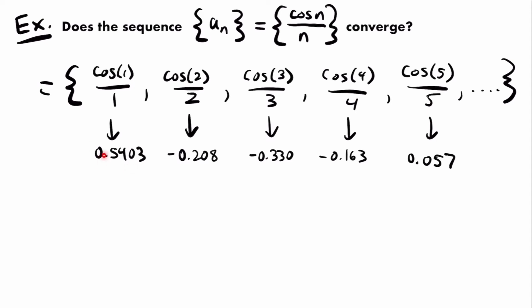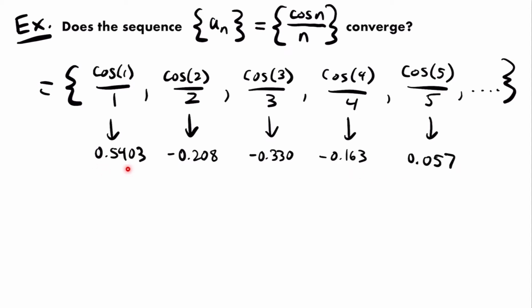Well, our first term is a positive value of 0.54, then our next value is negative 0.2, so it decreased. Then we have negative 0.3, so it decreased further. And then we have negative 0.16, so it increased. And then we have 0.057, where it increases again.